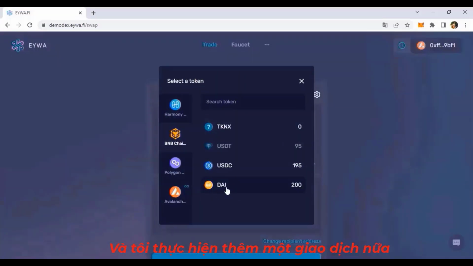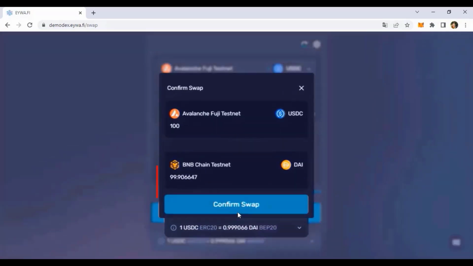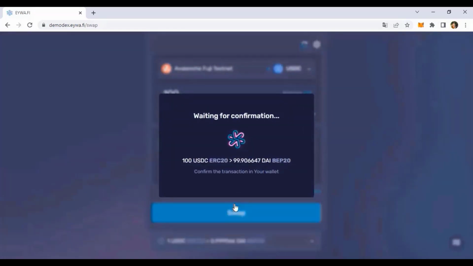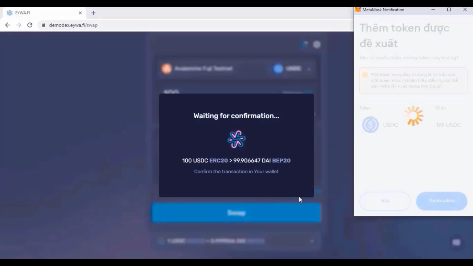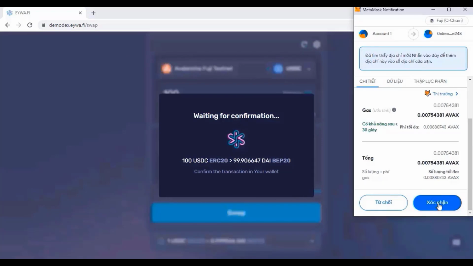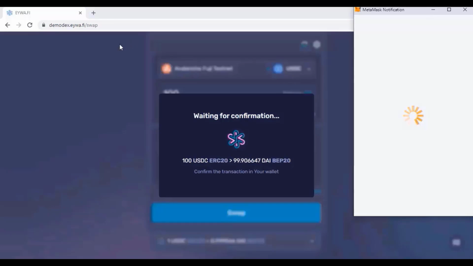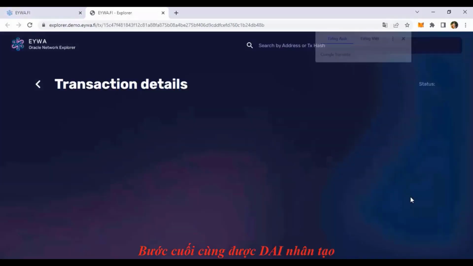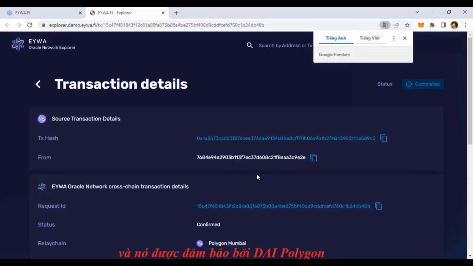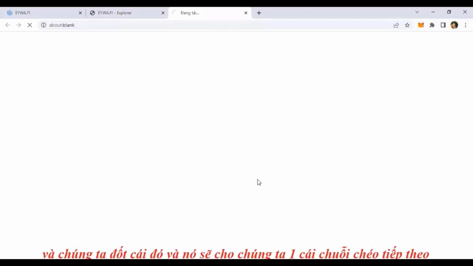And I will do one more cross-chain transaction. I choose Binance, like a good DAI. Let's wait a moment. Here, a little testnet transaction fee is required. The last step is artificial DAI, which is guaranteed by DAI on Polygon. And we burn that and it gives the next chain.